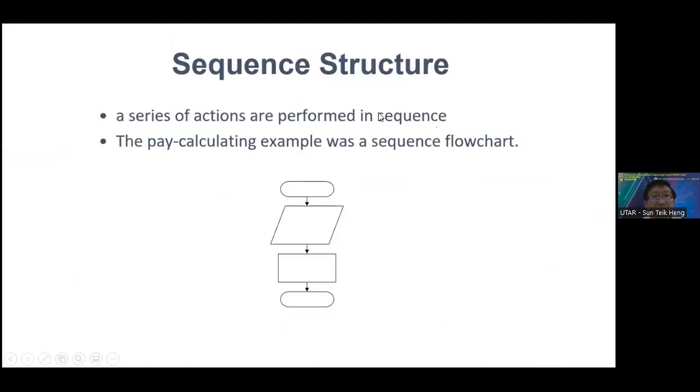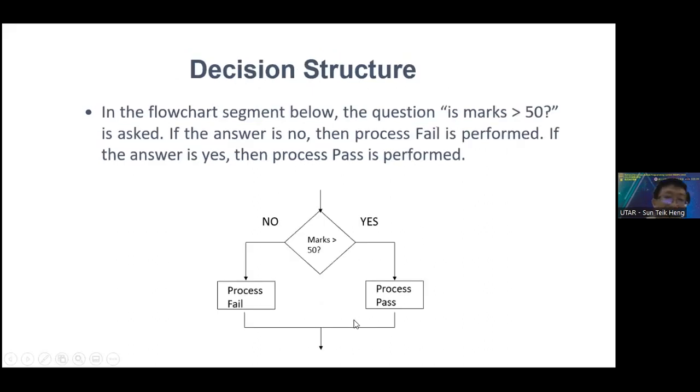Okay? To represent a sequence structure in a flow chart, you can see here there's an arrow. You see the arrow coming down? This is a sequence. Okay? Do this, then this, then this. So step by step. Then to represent decision in a flow chart, you use this symbol. All right. So you make a decision. Is the marks greater than 50? If yes, you do something. If no, you do some other things.